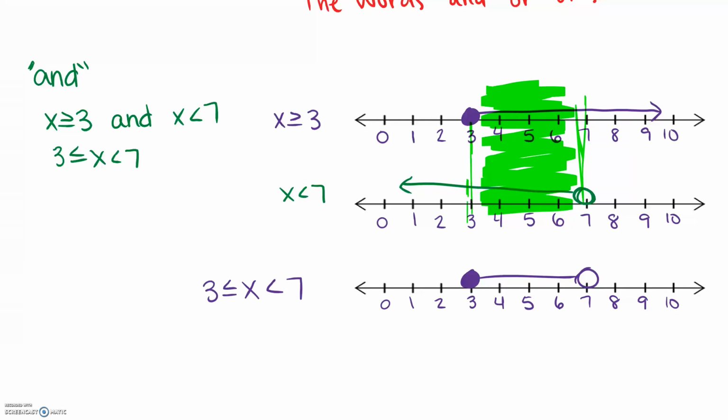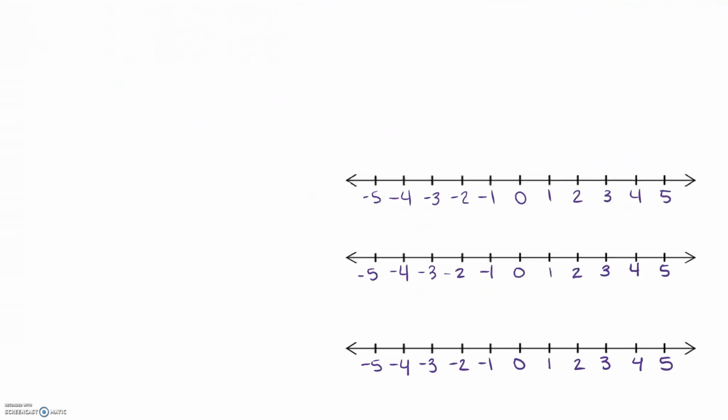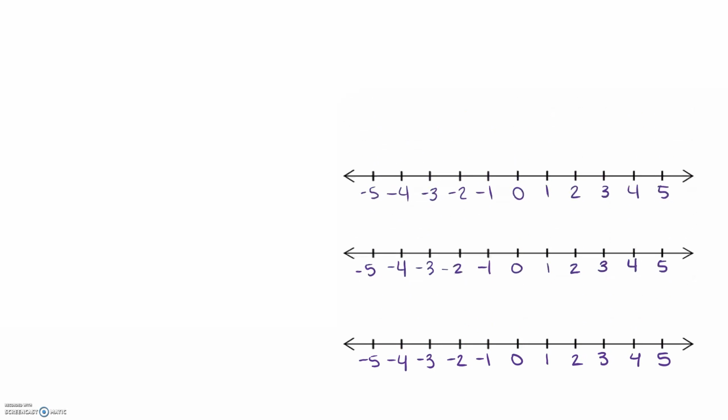Okay. Now let's look at type 2. Type 2 is our or. So if we have an or, let's look at having x is greater than 2 or x is less than or equal to negative 1. First, let's start by graphing x is greater than 2. With x is greater than 2, we're going to have an open circle at 2, and it's going to go to the right, including all numbers greater than 2.